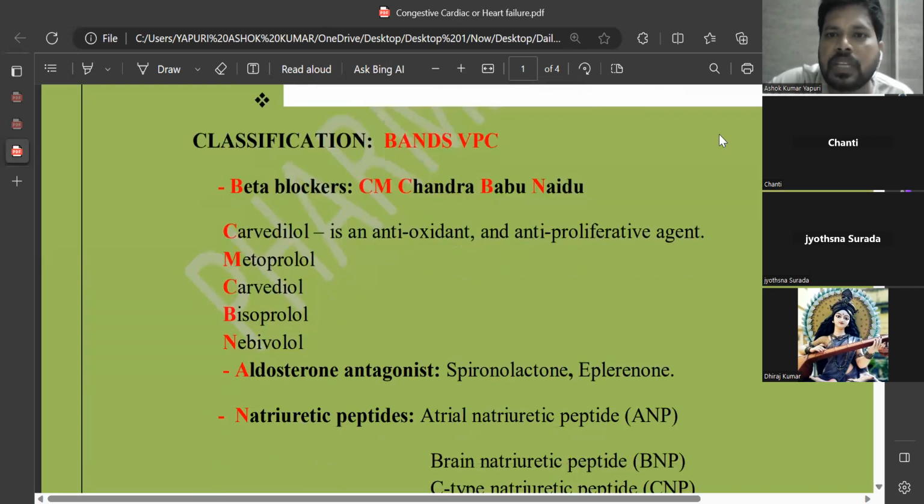So the classification of drugs for treatment of congestive heart failure. The mnemonic is BANDS BPC.